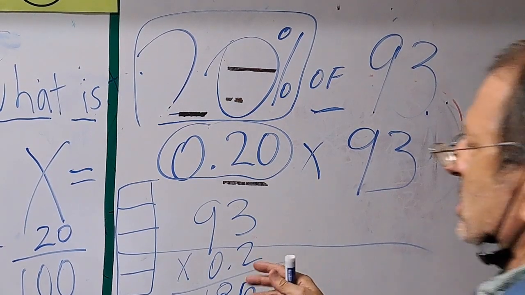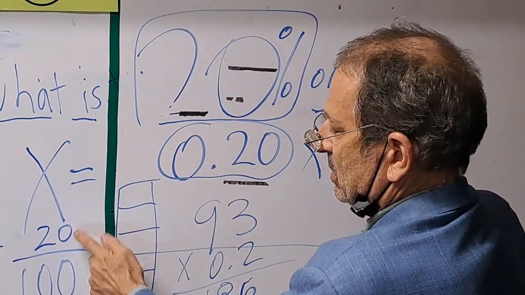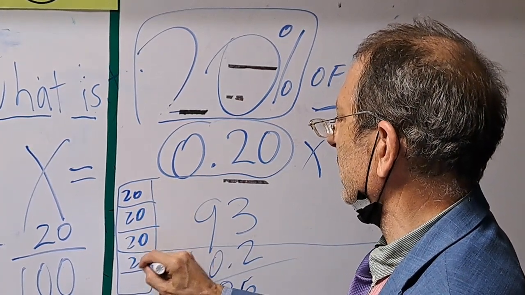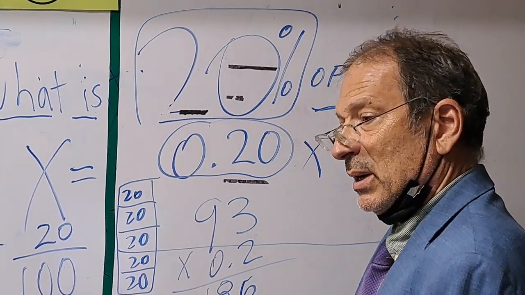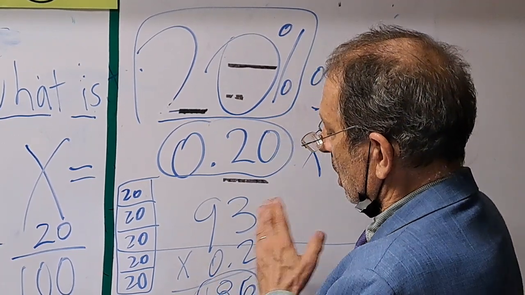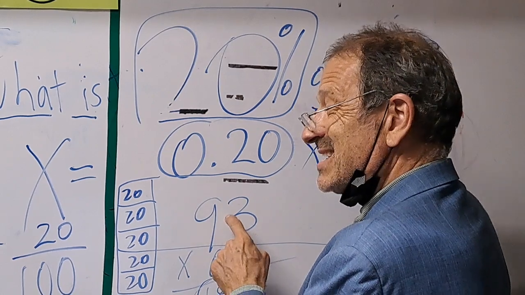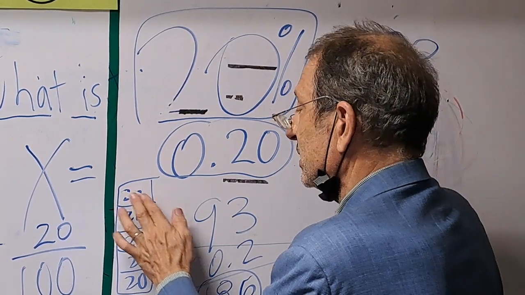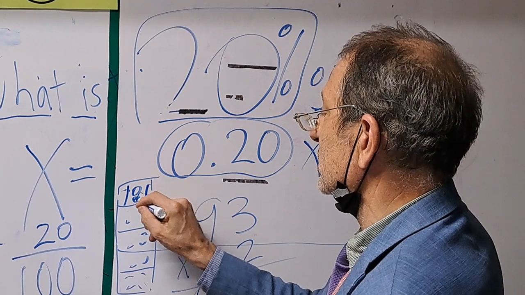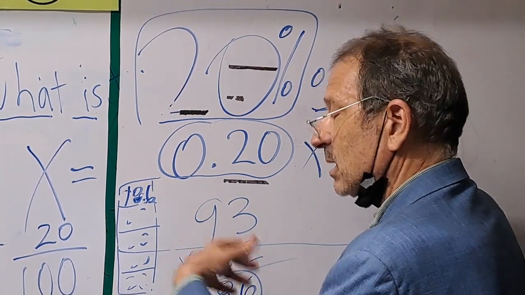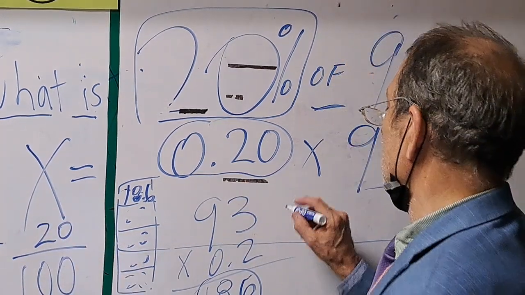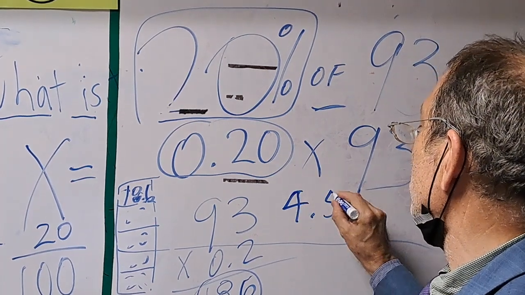I'd like to look at this as 20% means that we've got 20 here, 20 here, 20 here, 20 here, and when you add it up, it's 100. So what we're saying here is that out of 93, it would be a little less than this. That's why each one of these turns out to be 18.6. We got 5 of them to make up the 93. And we get that 5 because 20 is 4 times 5.